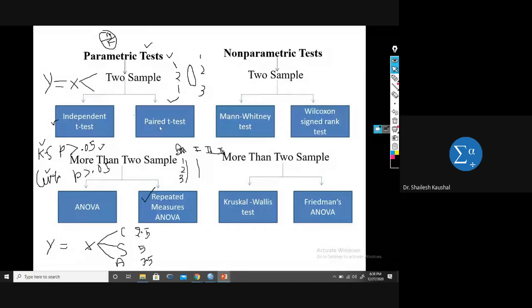I told you, before applying independent, paired, ANOVA and repeated measures ANOVA, we check the normality and homogeneity of our data. Now if our data is not normal, not homogeneous, then what should we do? We correct our data. There are three methods for correcting the data: log transformation, square root transformation, and inverse transformation. If still my data does not correct, then we go for non-parametric tests.